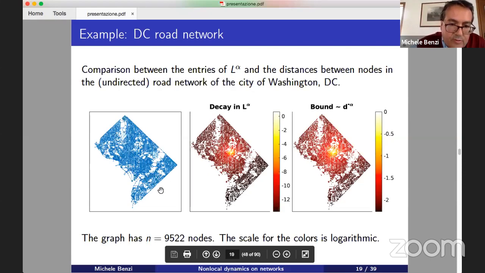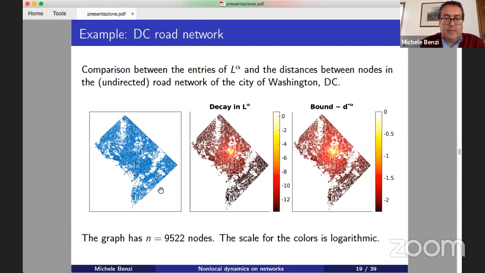You can't see the nodes and the edges very well because it's quite large and the resolution is not that great. We pick one node, which corresponds more or less to the geographic center of DC, and then we look at the decay away from that node. So the distance of all the nodes in the graph from that particular node, using the entries of L^α as weights. And here is the bound.